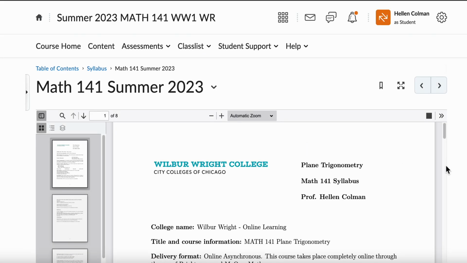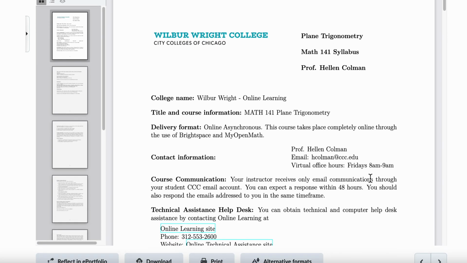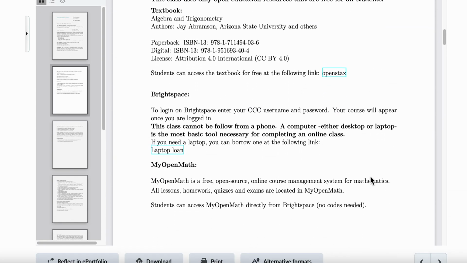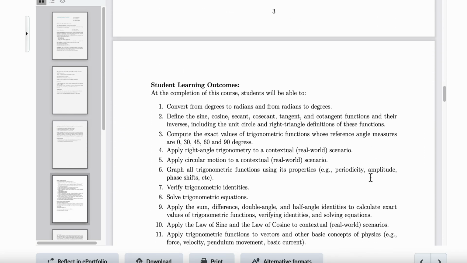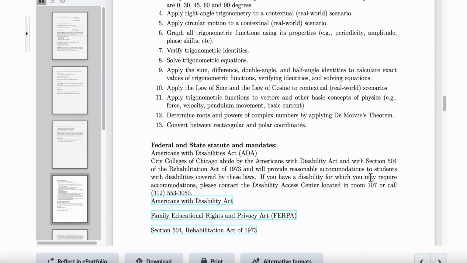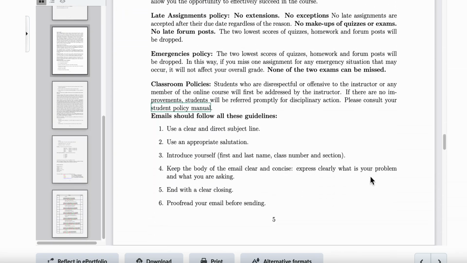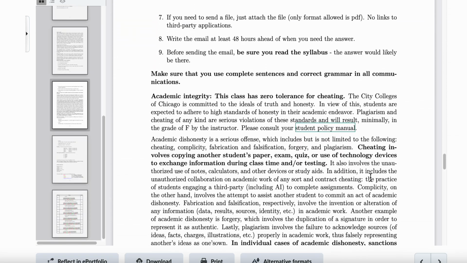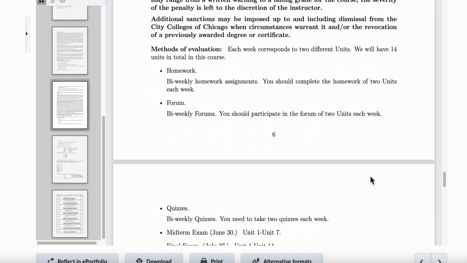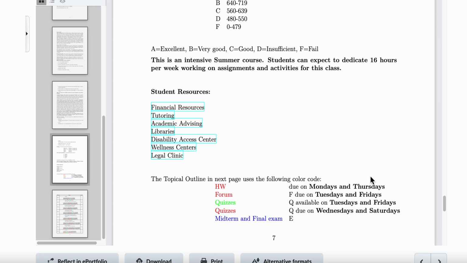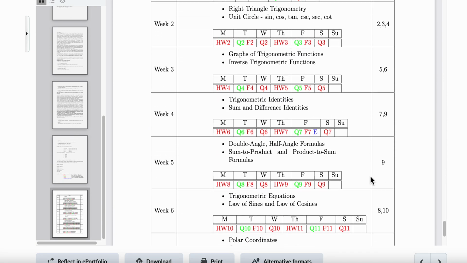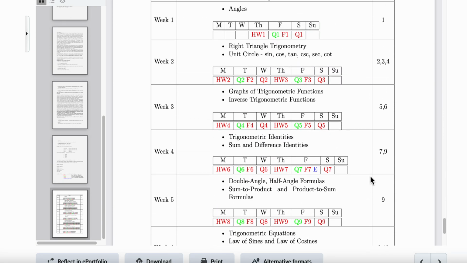So let's click on the syllabus, and in here you have all the information and all the policies of this class. So it's very important that you read all this, understand it, and abide by it. So be sure that you do that. You need to read specifically every single section of this syllabus. And then you also have the structure of each class. That is a repetition of what I said before.